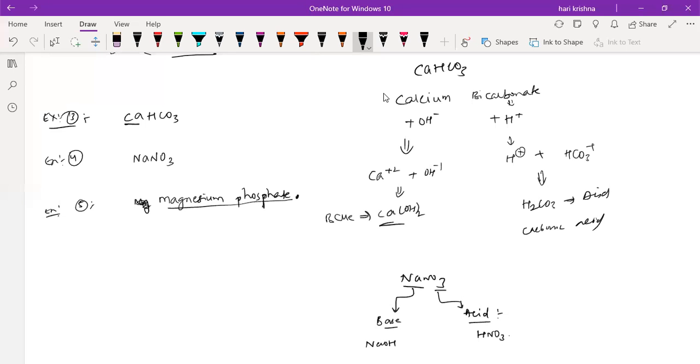Sir, magnesium hydroxide, Mg3(PO4)2, taken twice. So magnesium is coming from the base. So magnesium hydroxide formula, Mg(OH)2, and PO4 is coming from the acid. So it is H3PO4, orthophosphoric acid. So this is how you identify the acids and base from the given salt.